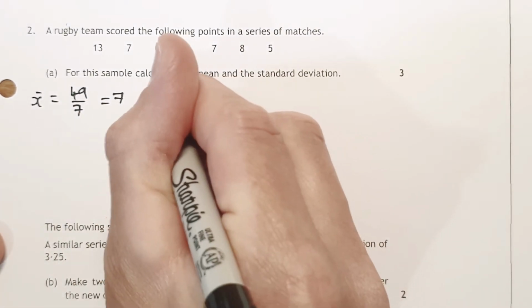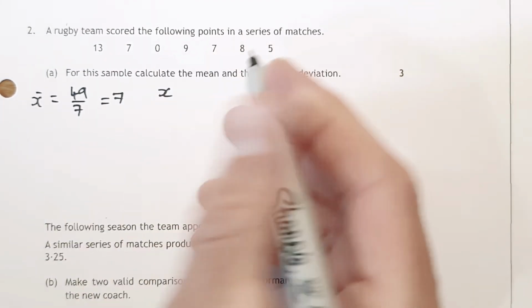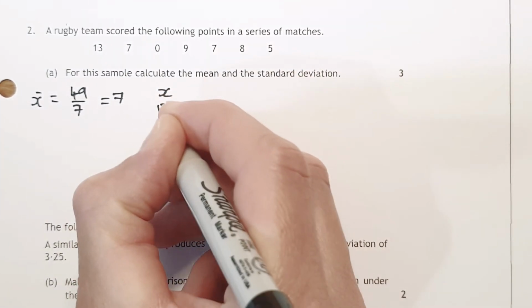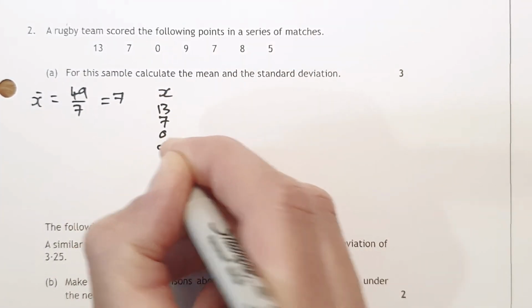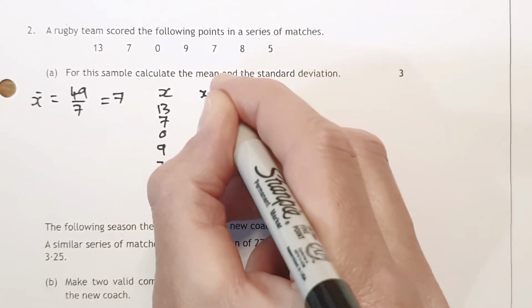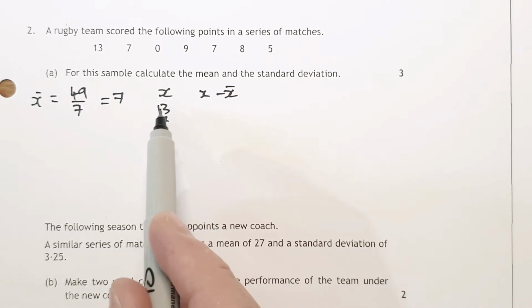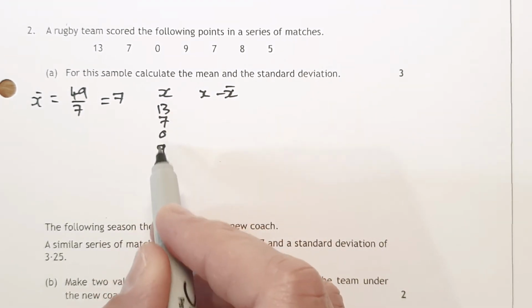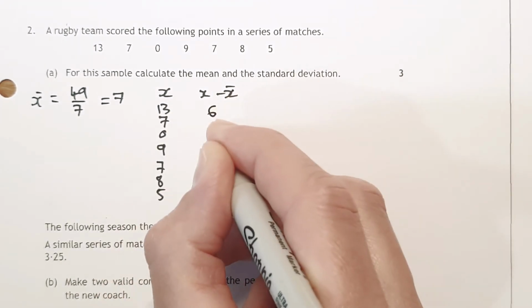So the first column is x. So you write down all the items of data in the column. So 13, 7, 0, etc. Then you do x minus x bar. Now that's where you subtract the mean from each of these items of data. So we subtract 7 from each of these numbers. And that gives us the following.